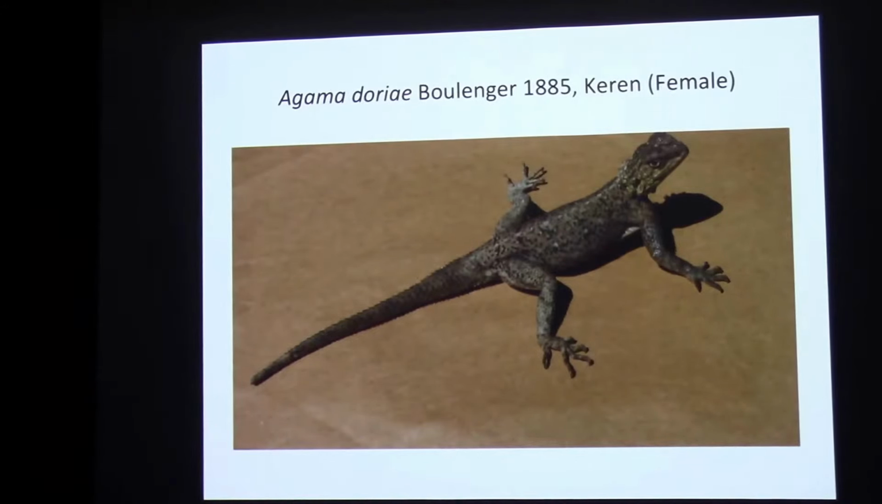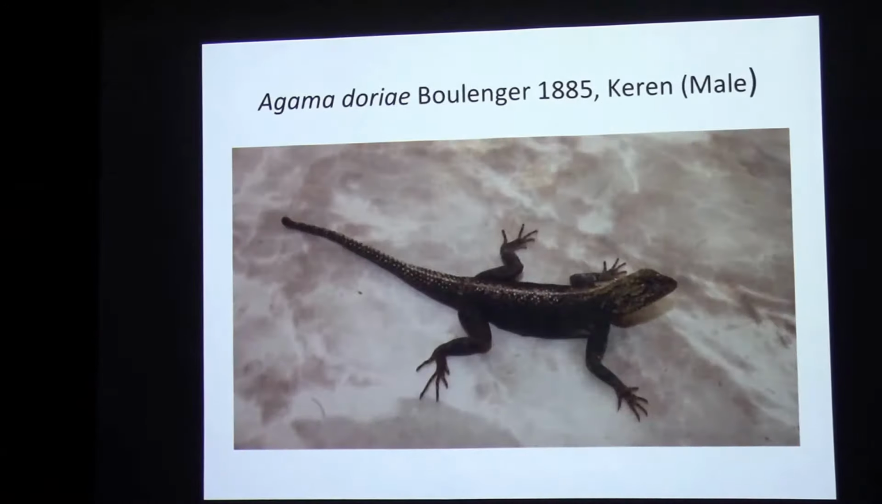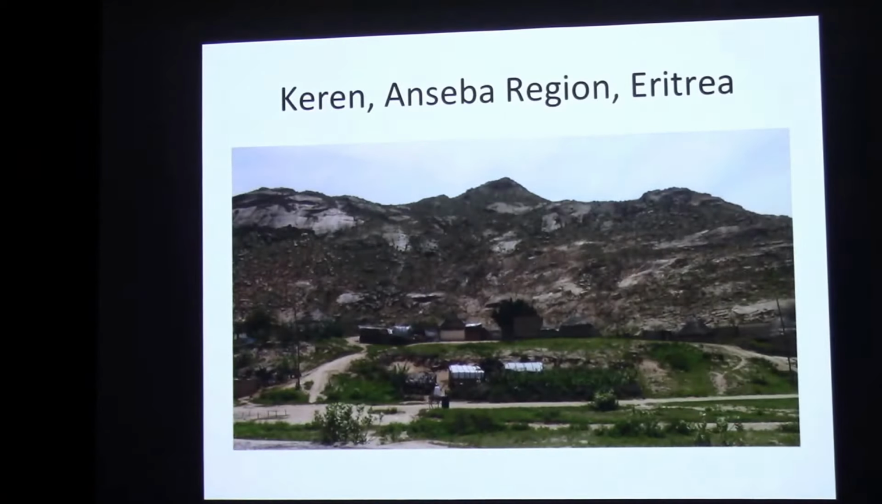This is a gamma dory. This 1885 from Karen, type locality. As I mentioned, Karen is where the big battle between the British and the Italians in 1941, the deciding battle where the Italians completely abandoned the colony. So male and female in a type locality. This is the habitat. And I actually went there. I'll get to it towards the end.